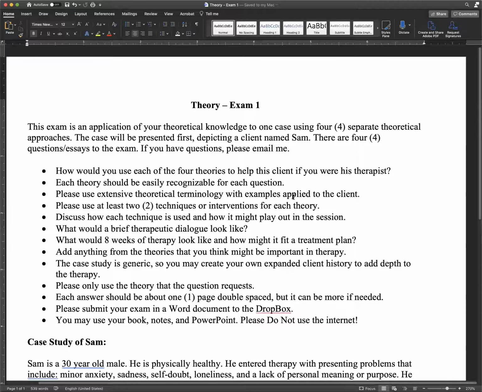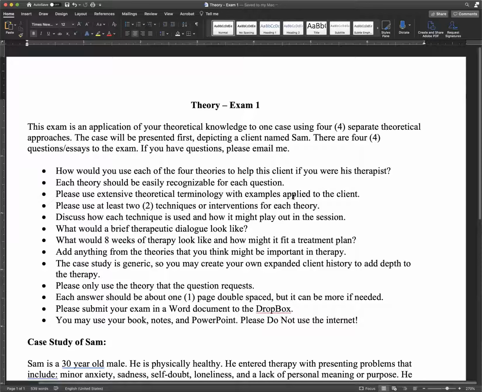So let me share my screen, and we'll actually look at the instructions. Let's see. Okay, and these instructions are typed and in a Word document in the contents for this week, and they're also by the Dropbox. So you've got them in multiple places.